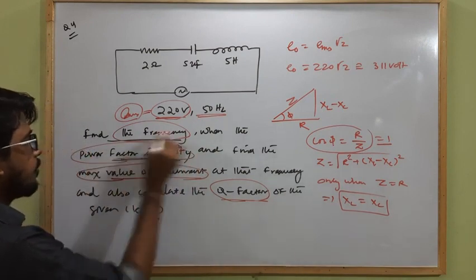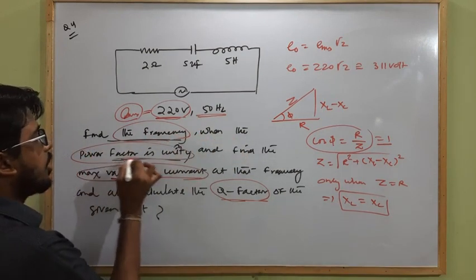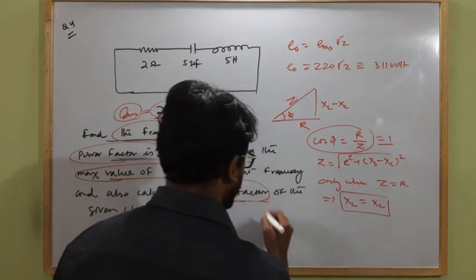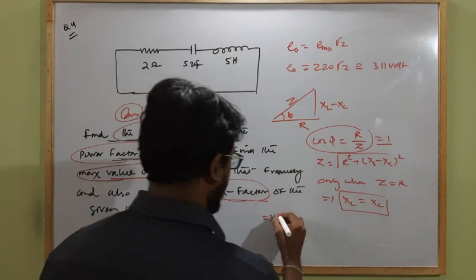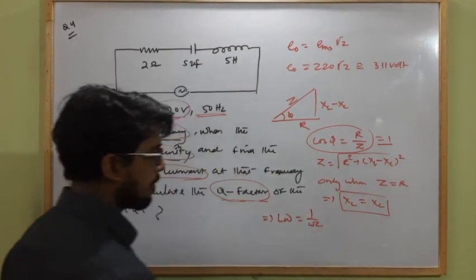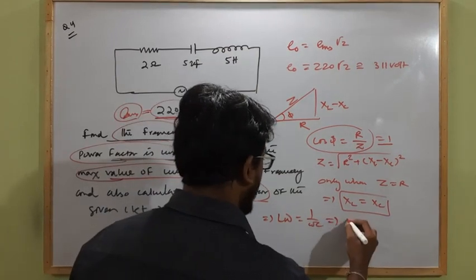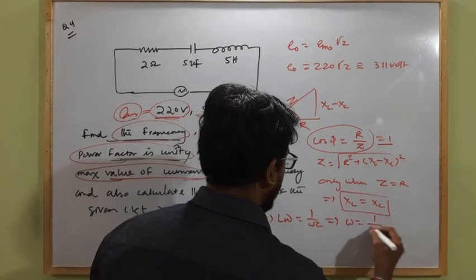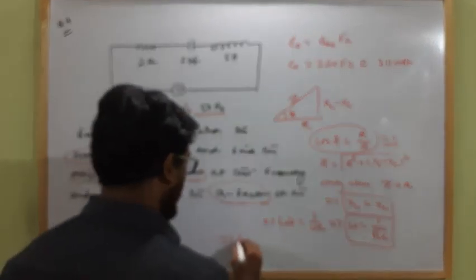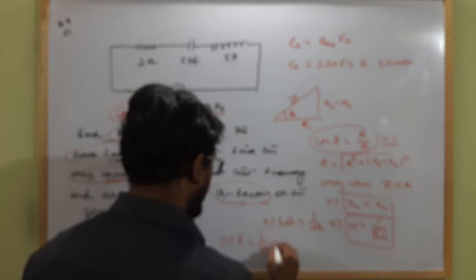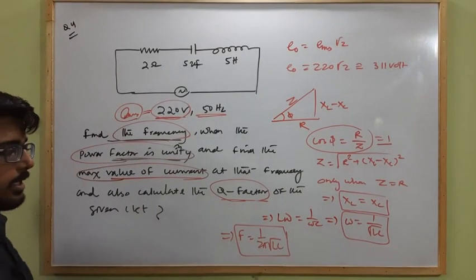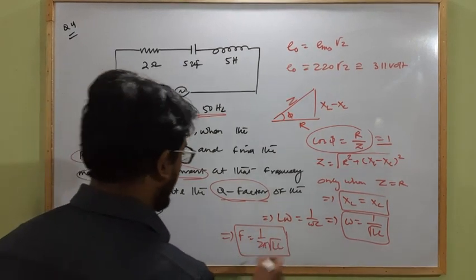So as we have to find the frequency when the power factor is unity, we have to use XL equal to XC. So we can write XL is L omega, equal to XC, which is 1 by omega C. From this omega will be 1 by under root LC. So this implies the frequency F equals 1 by 2 pi into root over LC, which will be the frequency when the power factor is unity.